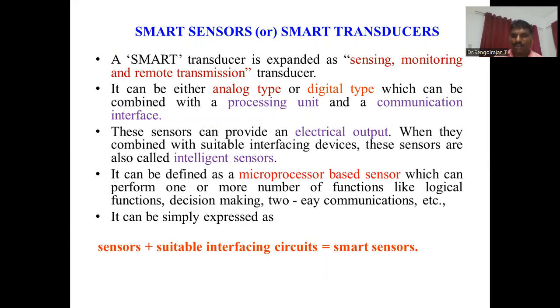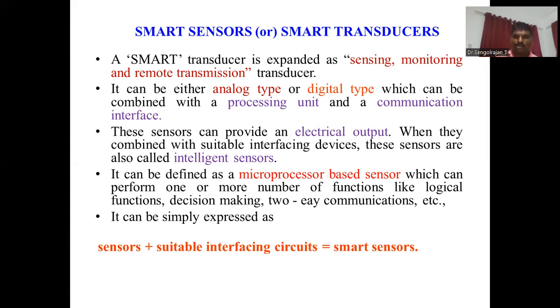If we combine the sensor with a microprocessor, then it can perform even logical functions such as decision making, and it can go with two-way communications. If you are combining the smart or intelligent sensor with a microprocessor, it can perform more functions, even the logical functions, decision making, and two-way communications.